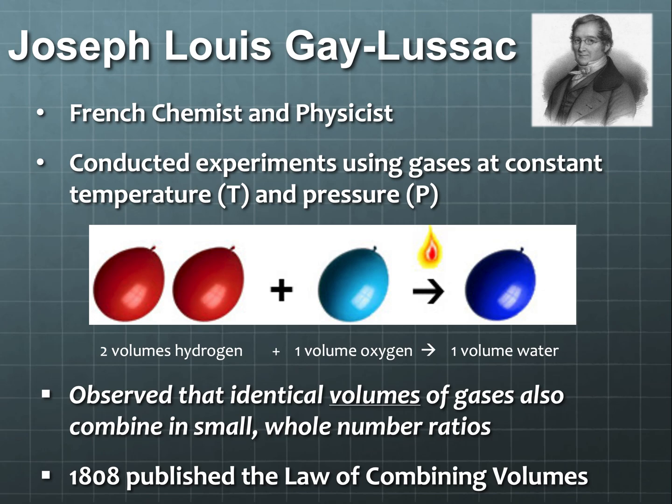So Gay-Lussac, we're going to learn more about him towards the end of the semester, but he was a French chemist and a physicist, and he took gases at constant temperature and pressure and conducted experiments with them. What he was able to realize is we're not only just combining atoms in definite ratios, but we can also combine identical volumes of gases in small whole number ratios.